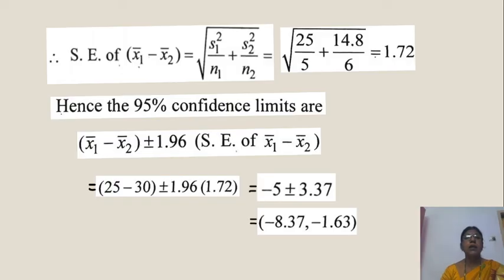Okay? The last one is a different problem. Here we found the confidence limits also. This is about the difference of the values. Okay.